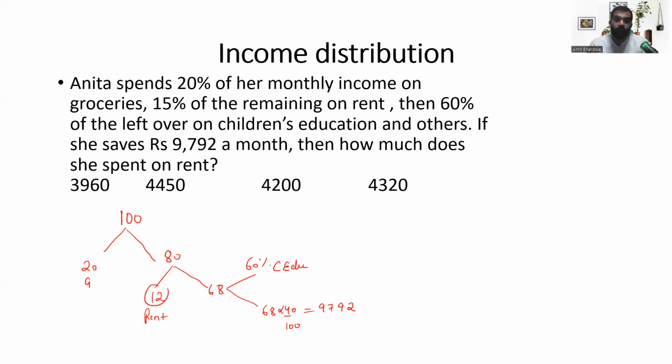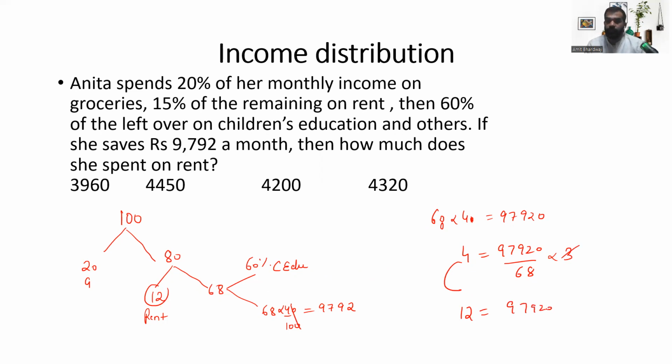This is the rent value of 12 you have to find. So 68 multiplied by 40, the better idea is remove the 0, 4 by 10. You can directly say 97920. So the 40% value is 97920, divided by 68. You have to find out the value of 12, right? Because 12 is rent. Multiply by 3 here, 12 is this, and here also multiply by 3. 97920 divided by 68 into 3. So the value of 12 is this.